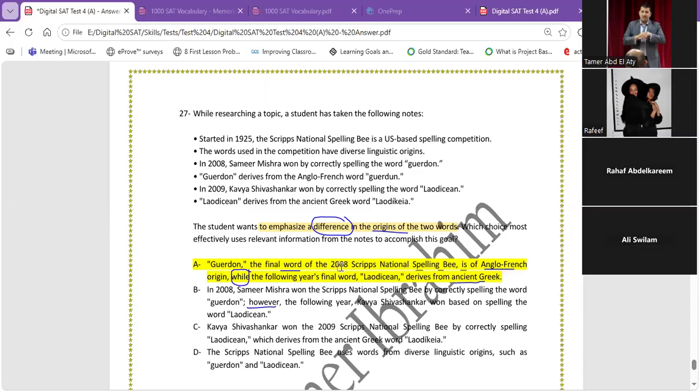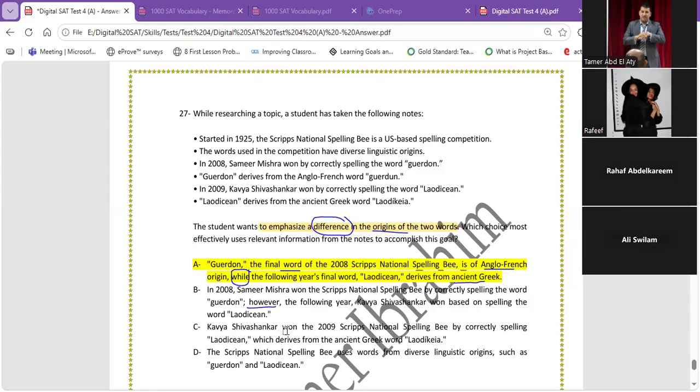A: Garden, the final word of the 2008 Scripps National Spelling Bee, is of Anglo-French origin, while that shows contradiction, and here he talks about the origin. The following year's final word, Ludician, derives from ancient Greek. Yes, here it showed the difference between the origin of two words. B: In 2008, Samir Mishra won the Scripps National Spelling Bee by correctly spelling the word garden. However, there's a contradiction. The following year, Kavya Shivashankar won by spelling the word Ludician. But wait, here it talks about the spelling of the word, it doesn't talk about the origin of the words. Despite that there is a contradiction. So the right answer till now is A.